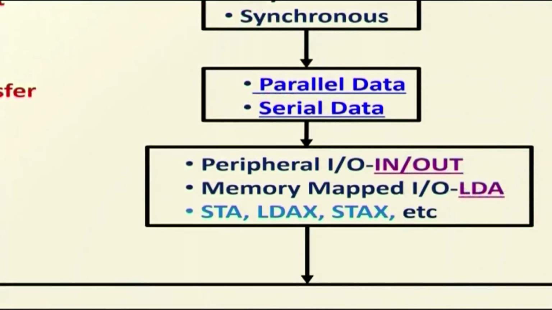The other one is mode of data transfer. Mode of data transfer means how the data is transferred between the peripheral and processor. It has two kinds, one is parallel data, another one is serial data. Parallel data means a number of lines are interfaced between the processor and peripheral devices. The interfacing lines may be 4 bit, 8 bit or 16 bits. Based on the processor type, the number of lines connected to the peripheral devices varies. So, an 8 bit processor means 8 lines are connected, a 16 bit processor means 16 lines are connected.